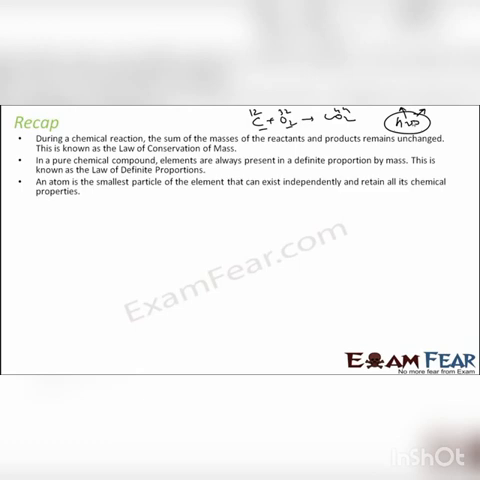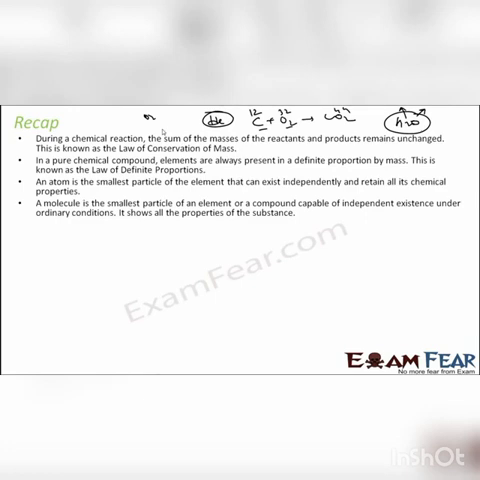An atom is the smallest particle of an element that exists independently and retains all its chemical properties. Very few exist independently, but mostly it is in the form of a molecule. For example, you will see the oxygen molecule. But in some cases an atom also exists independently, for example helium.